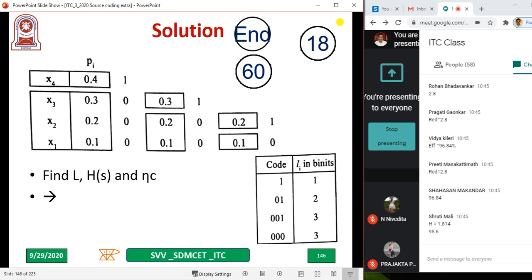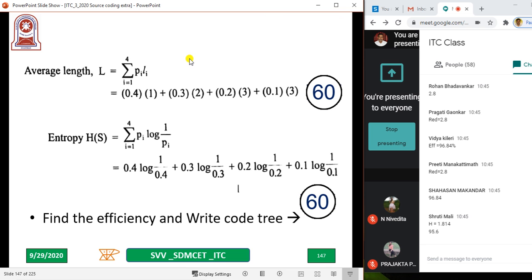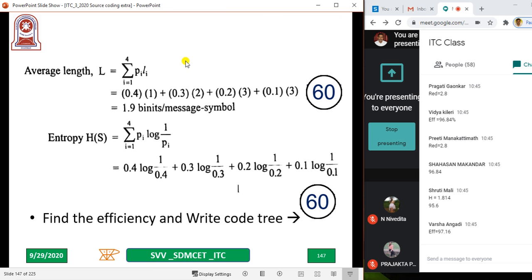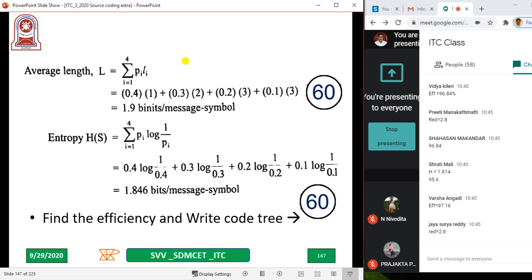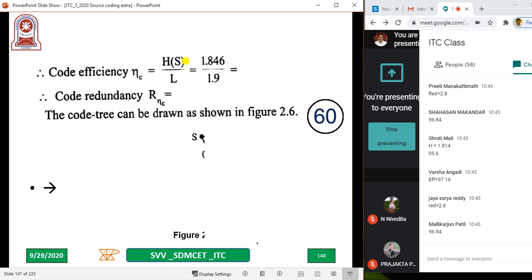Shruti typed H and 95.6. I think Shruti's answer is a little bit different, 95.6. I will show you the answer, Shruti. Please check your answers. So I think L equal to 1.9 I got, H of S equal to 1.846 I got. And using these two, redundancy I will show you now. You can compare. If somebody's answer is different, I got 97.15. I don't know how you have taken, 1.8 or 1.84 or 1.846. It depends on the individual.